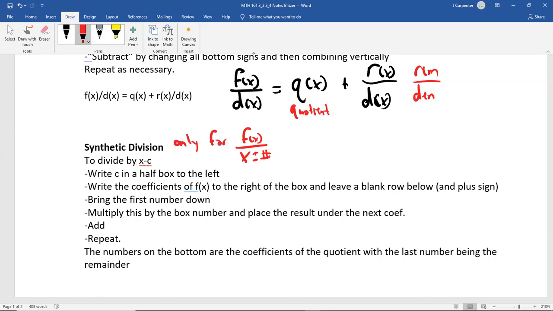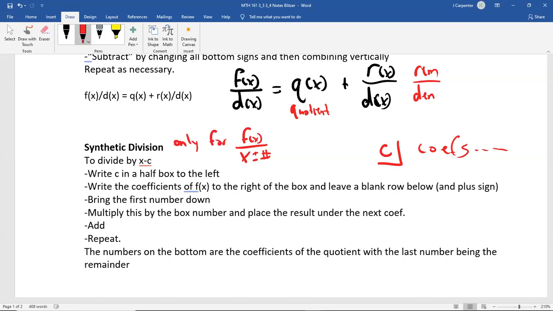So if your denominator is of this very special format, this is the process you're going to do. You're going to write c, whatever the number is, in a half box. Now, if it says x minus, let's say 5, that makes the c 5. If it said x plus 5, that would make it a negative 5 that goes in this little half box. What do I mean by a half box? This is what I mean by a half box. It'll look like that. Then you'll write the coefficients of the original function on the top to the right of the box. So your coefficients go to the right of that. So a 3, a 1, a 0, a 2, whatever numbers they are.